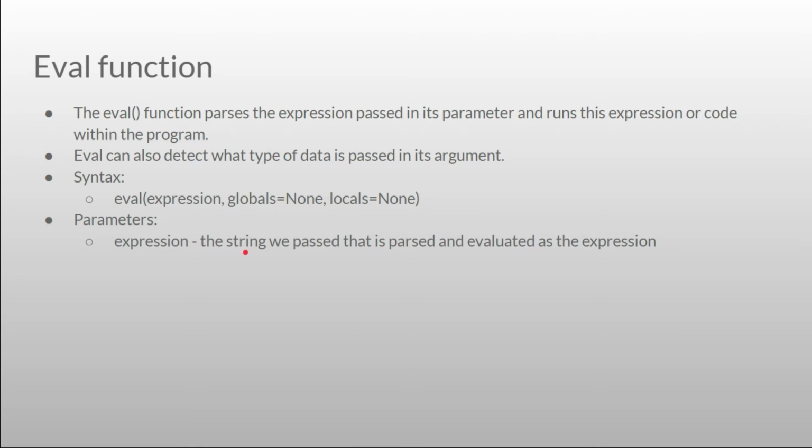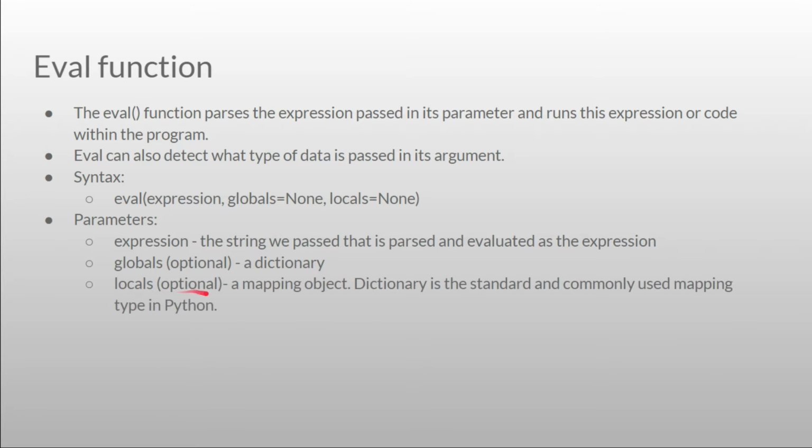Expression: the string we passed, that is parsed and evaluated as the expression. Globals is an optional parameter and it is a dictionary. Locals is also an optional parameter and it is a mapping object. Dictionary is the standard and commonly used mapping type in Python. The eval function returns the result evaluated from the expression.